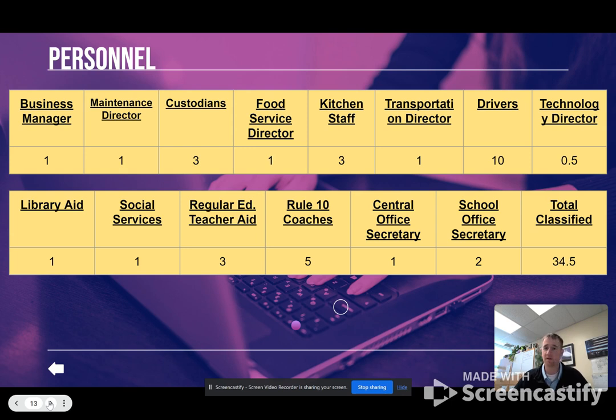one transportation director, 10 drivers, 8 of those are regular route drivers, and then an activity driver and a sub, technology director, 0.5, one library aide, one social services director, regular education teacher aides, we have 3.5, Rule 10 coaches, central office secretary, we have 1, school office secretary, we have 2, for a grand total of 34.5 classified personnel.